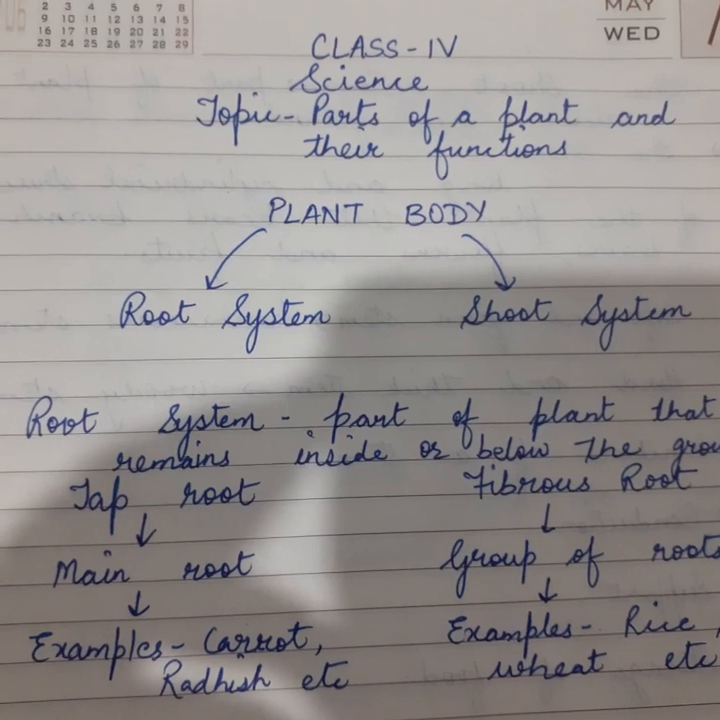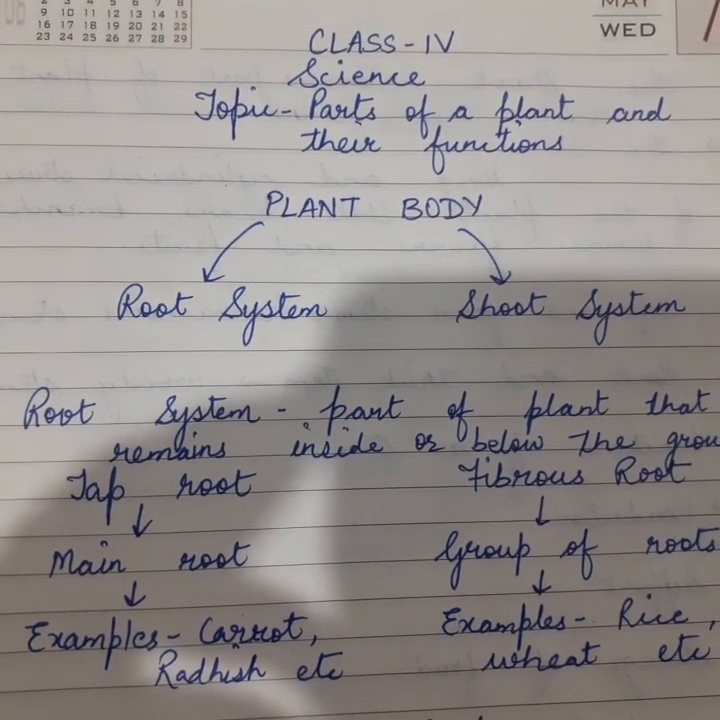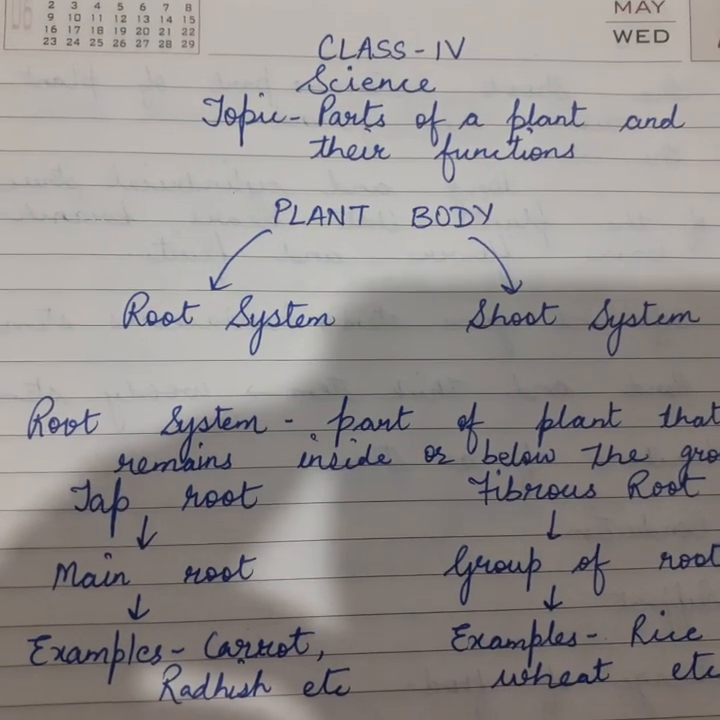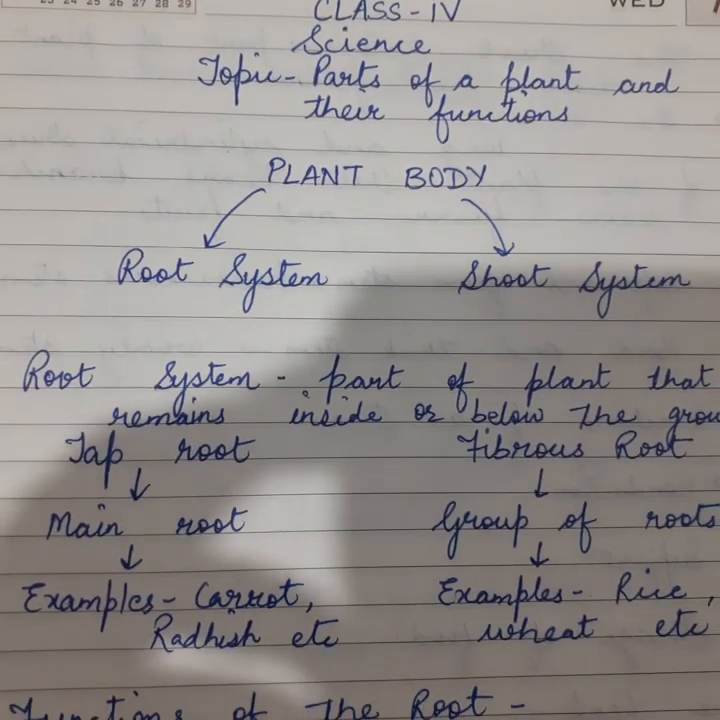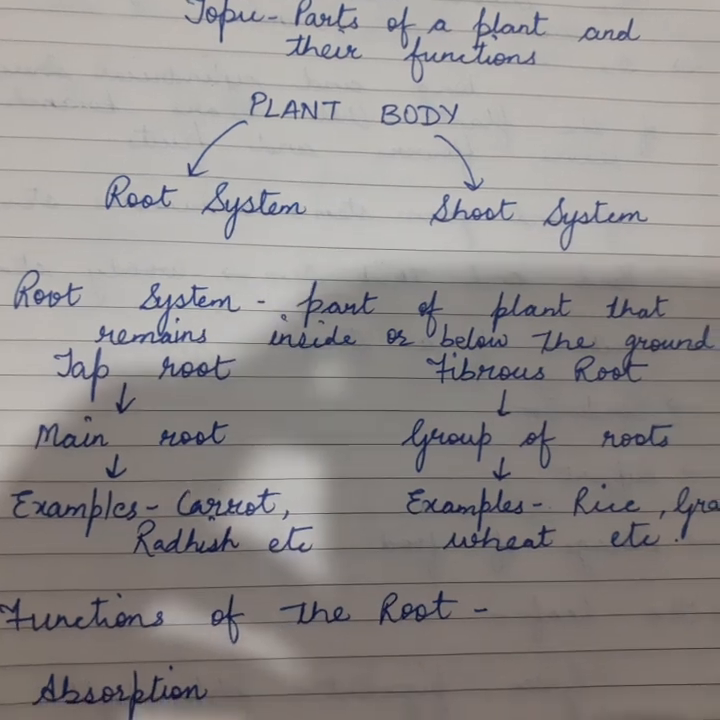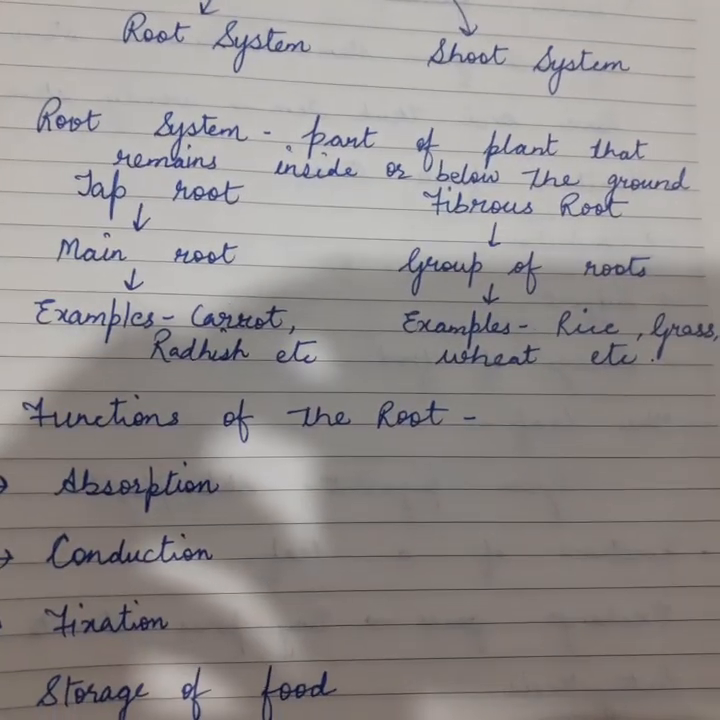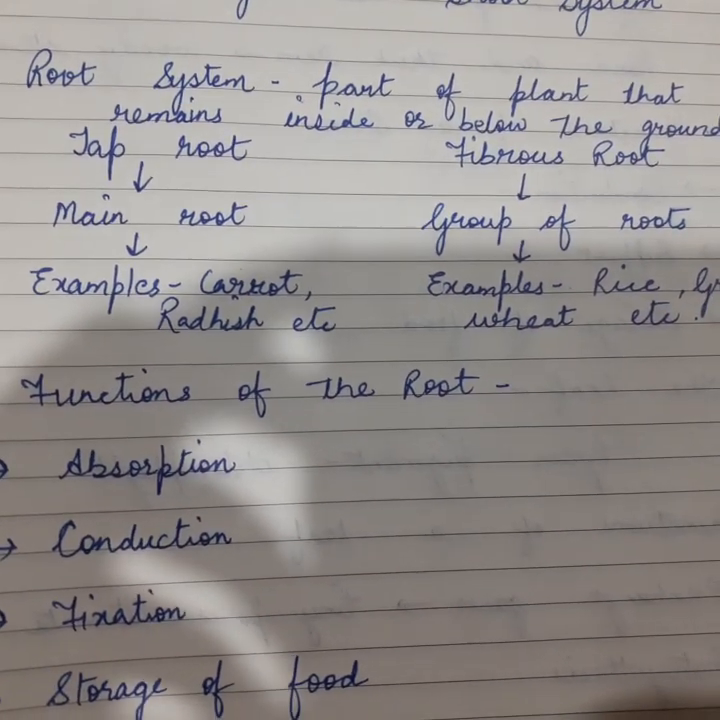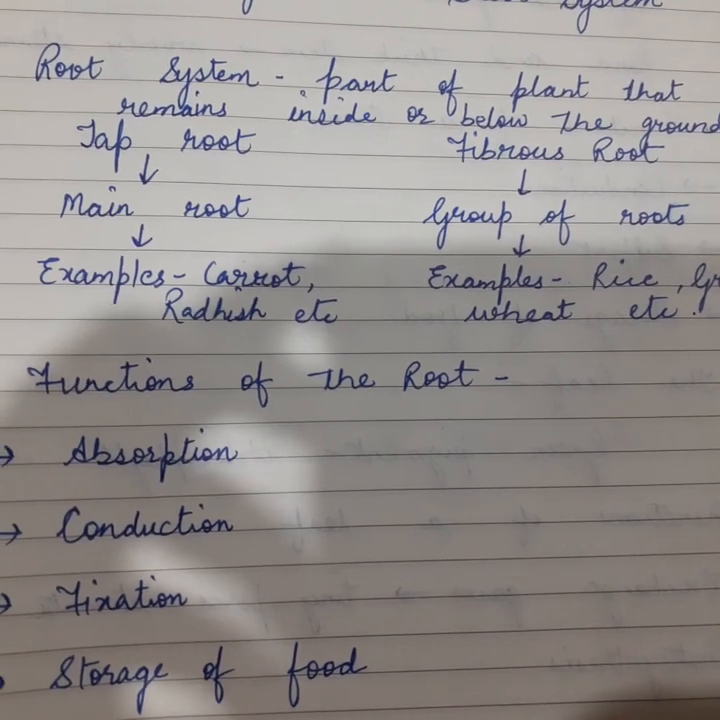Our topic is the parts of plant and their functions. A plant body consists of two main parts, that is a shoot system and a root system. Root system is a part of plant that remains below the ground.